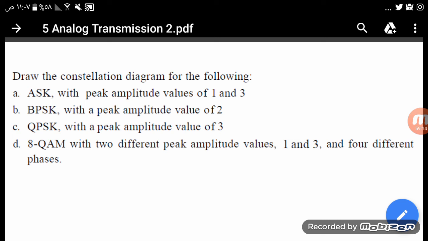This way you have to solve the rest of the 3. Is the way I did it clear? So this way you will do PSK with a peak amplitude of 2. So you draw it just like I draw it.